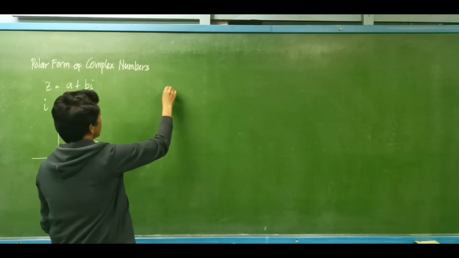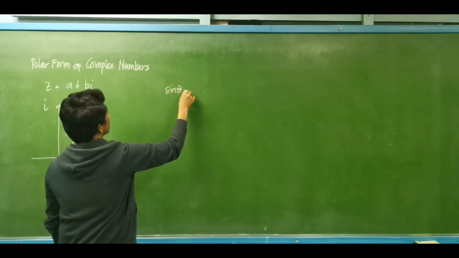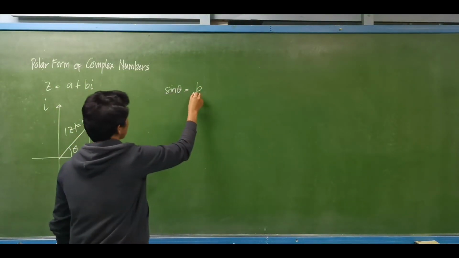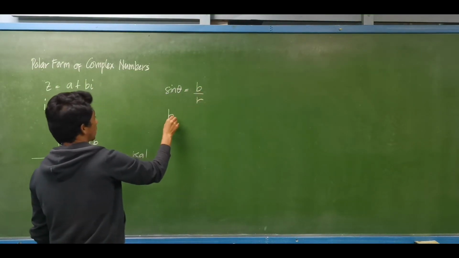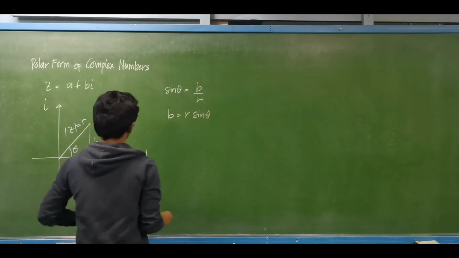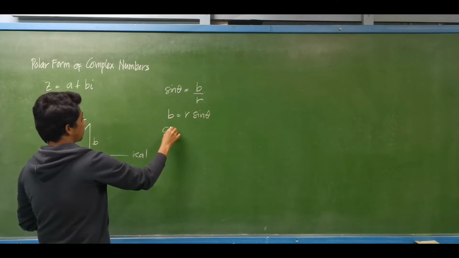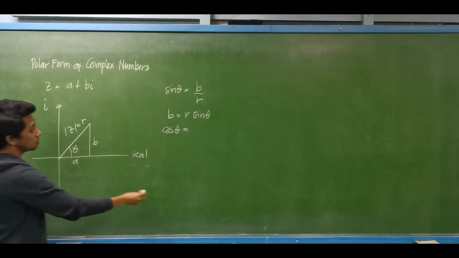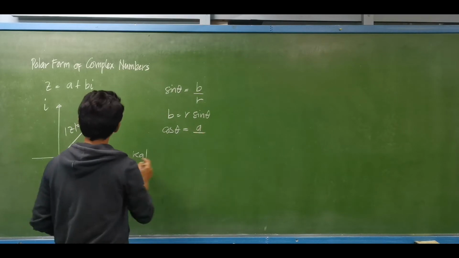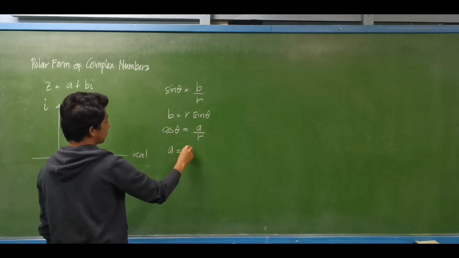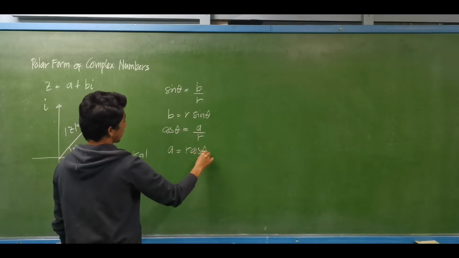So we can have the sine of theta is equal to opposite, that is b, over our hypotenuse, r. We can have the value of b equal to r sine of theta. Then we can have cosine of theta, that is the adjacent side a, over your hypotenuse, the modulus r. We can have the value of a equal to r cosine of theta.